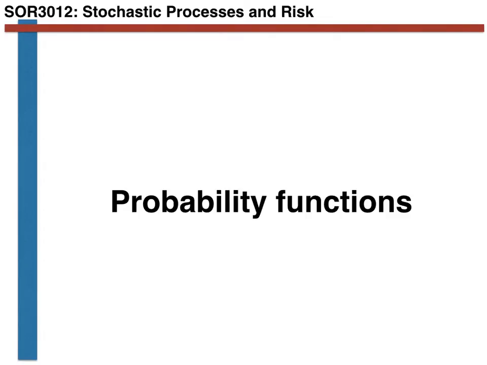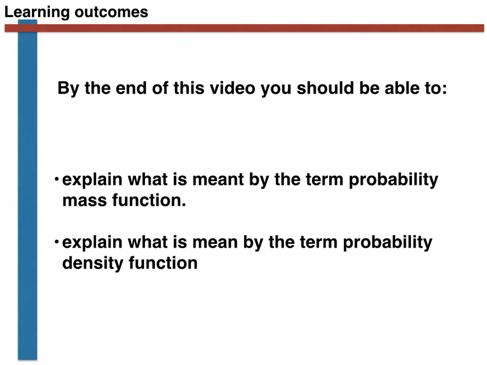Hello, in this video we're going to define some more of the probability functions that we operate with when we deal with random variables. Our learning outcomes are thus as follows. By the end of this video I want you to be able to explain what is meant by the term probability mass function, and I want you to be able to explain what is meant by the term probability density function. Before we get onto that though, let's briefly review the one probability function that is introduced thus far.